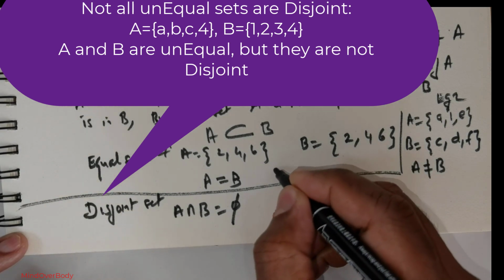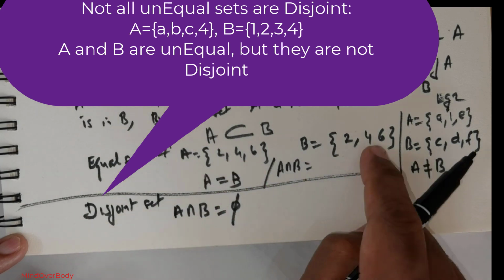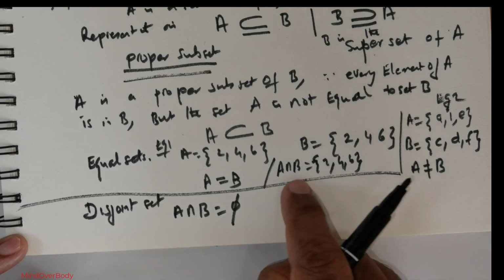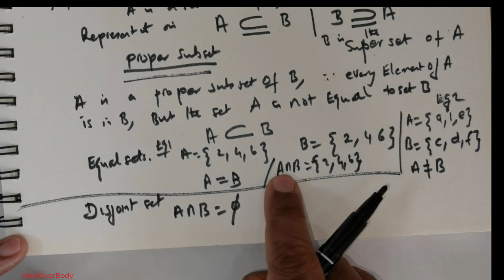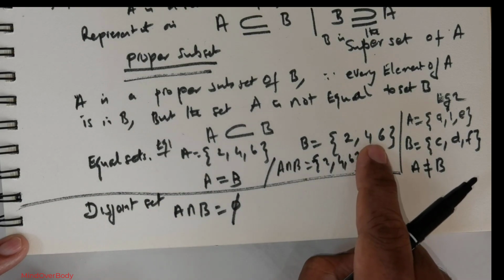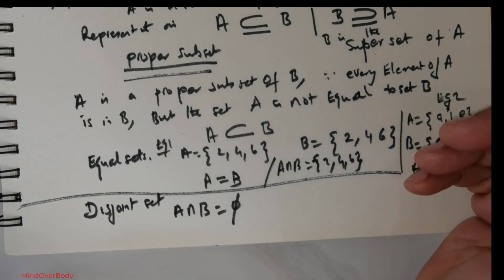But in this case, say for example, A intersection B is {2, 4, 6}. So we got 2, 4, 6 to be present here. So these sets A and B are not disjoint sets because we got common elements, right? So you can visualize things like this.